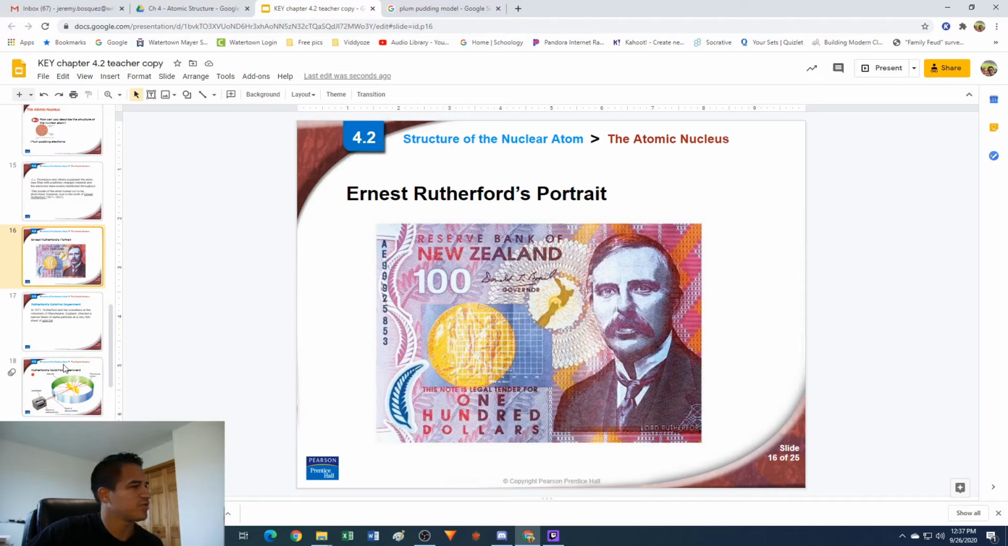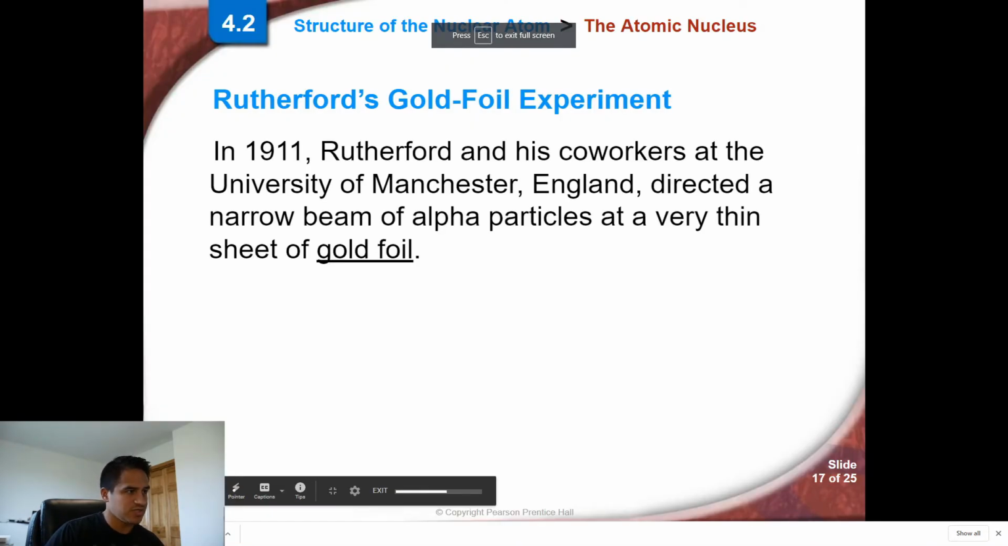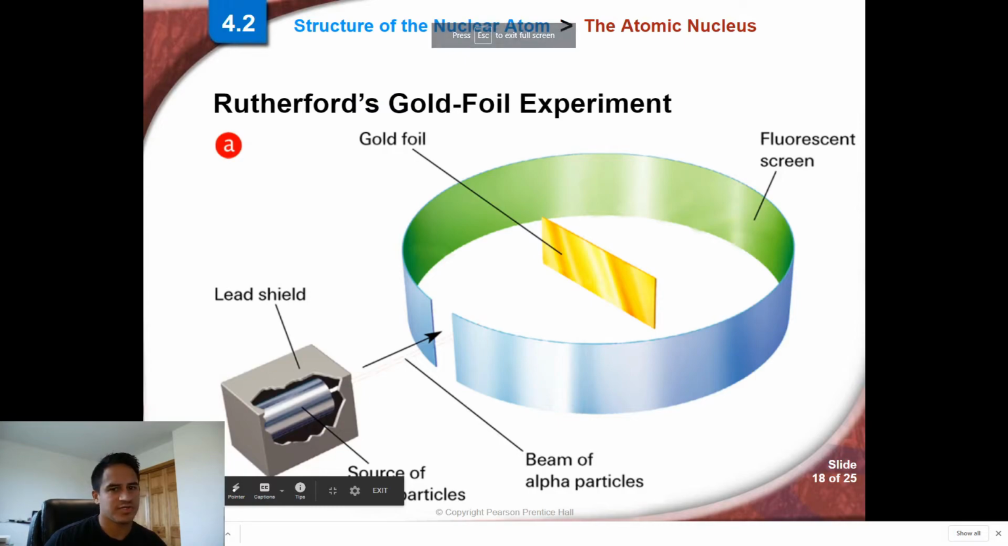Who knows if it's still there, but regardless. So in 1911, he performed a very famous experiment called the gold foil experiment, right? So this is what happened. So what he did was he took a piece of radioactive material, which shot out alpha particles. Alpha particles are basically just protons, okay?